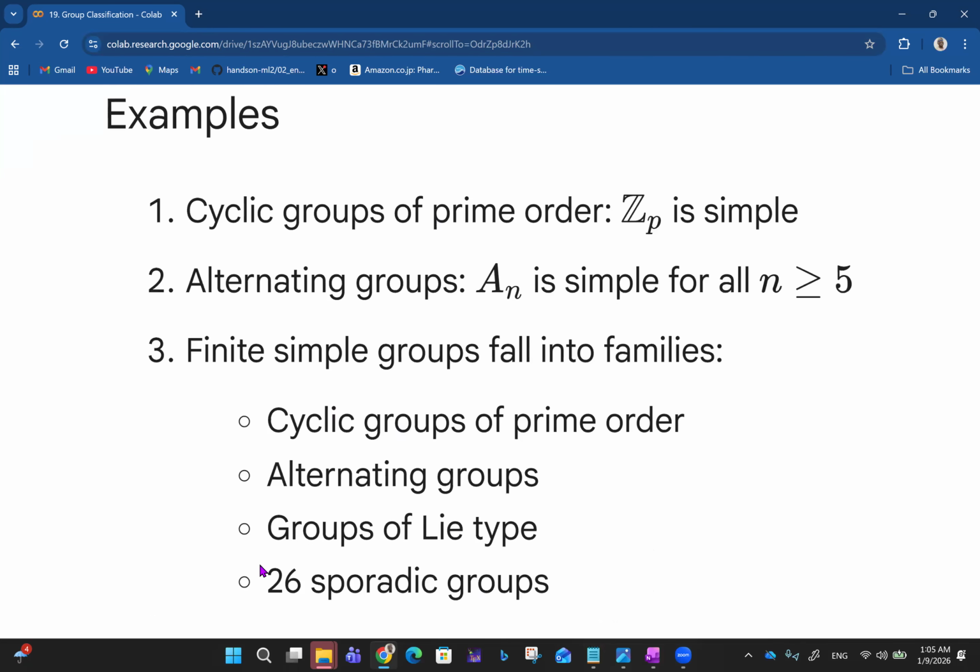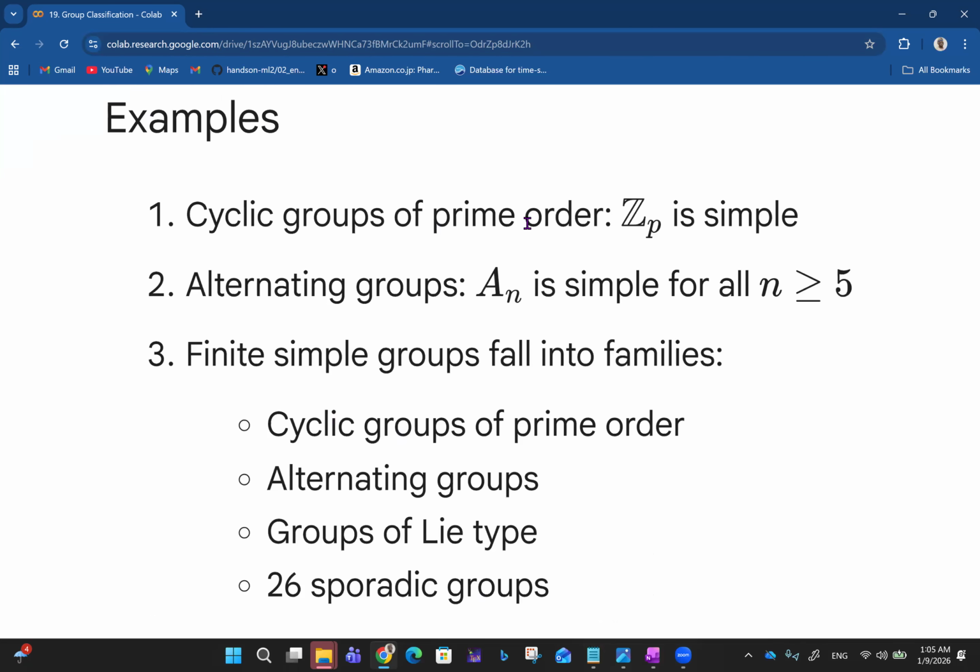So let's look at some examples. Cyclic groups of prime order like Zp are simple, which means they only have the identity and themselves as subgroups. Then alternating groups like An are simple for all n greater than or equal to 5, but for 4 downwards, it doesn't work. Then finite simple groups fall into families. Those families can be cyclic groups of prime order, alternating groups, groups of Lie type, and 26 sporadic groups.